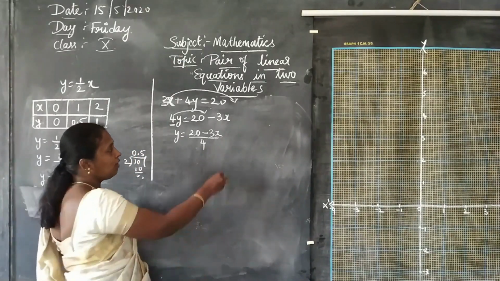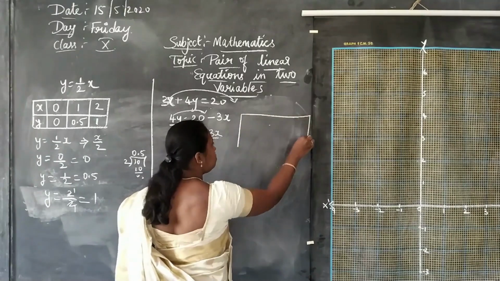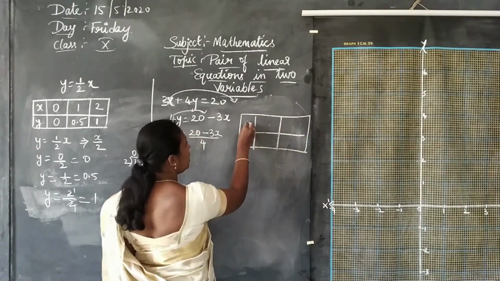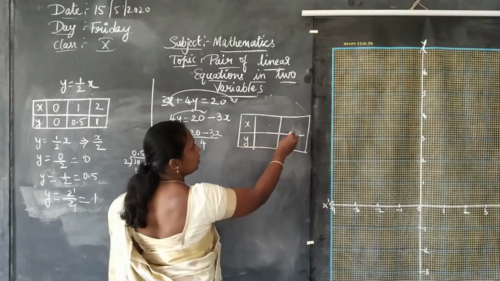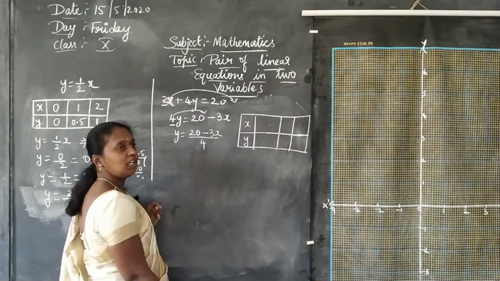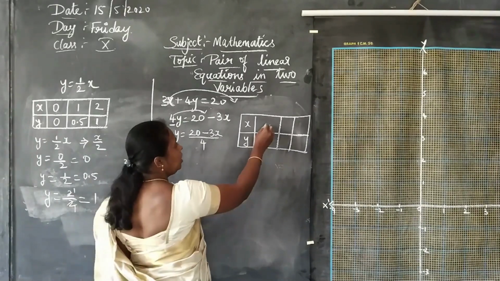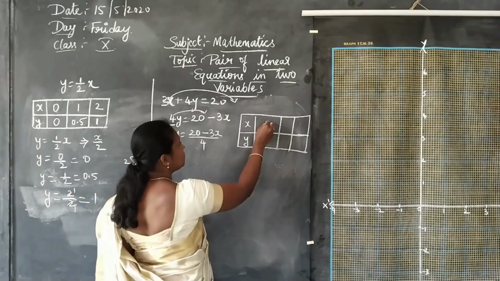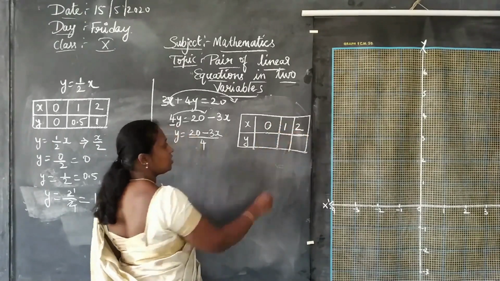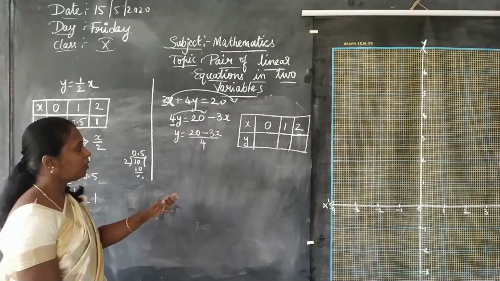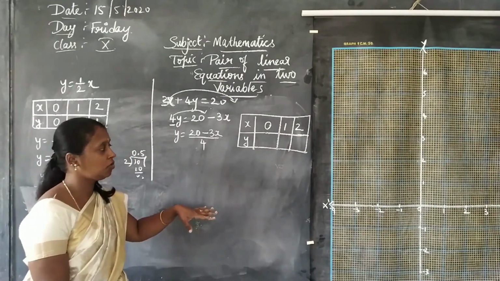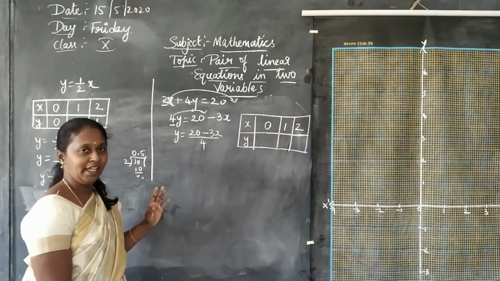Now let me substitute the values and find out. I'll write my box here: x, y. What values shall I take now? 0, 1, 2. Let me see whether it fits in the graph or not after getting the solution. If not, I'll take slightly higher values.